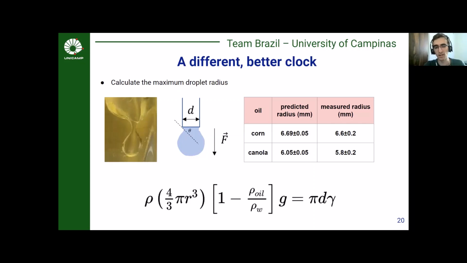But just point out that even this is not remotely close to a straight cube, and the predictions hold very well, right? So this is a very messy surface, and still the predicted radius corresponds very well to the measured radius. So for both oils.